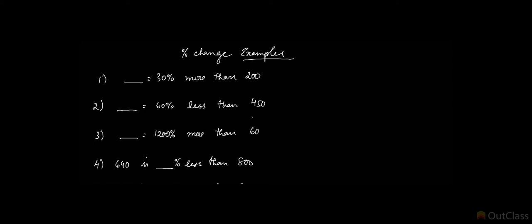Let's look at a few percentage change examples. First question: what number is 30% more than 200? 30% more is 130% of the original. So we are looking for a number which is 1.3 times 200, which is 260. Alternately, you can say 30% of 200 is 60, and add that 60 back to the 200 and you'll get 260.